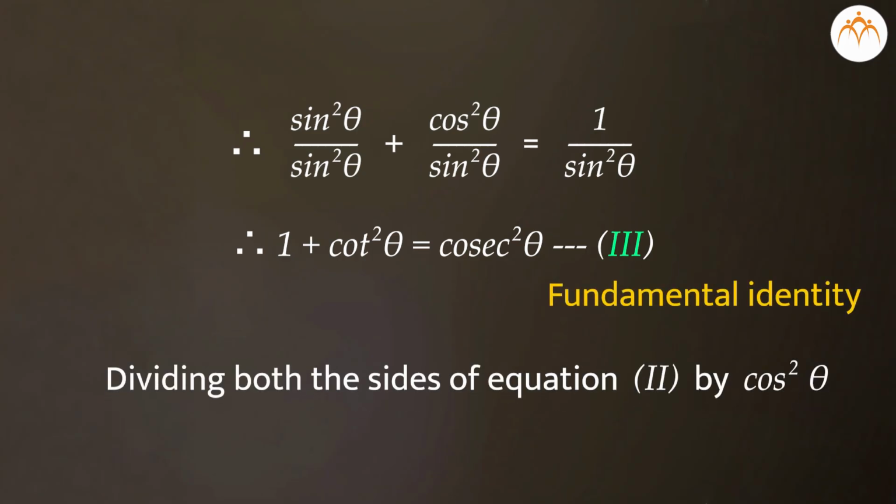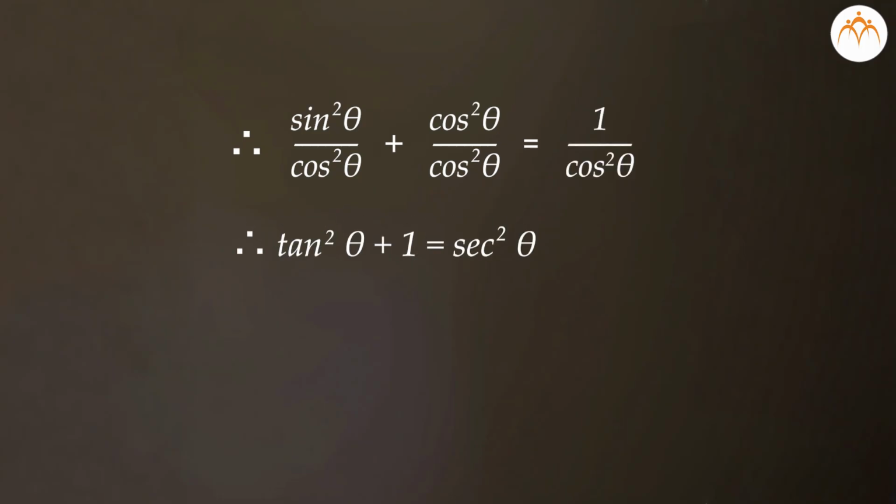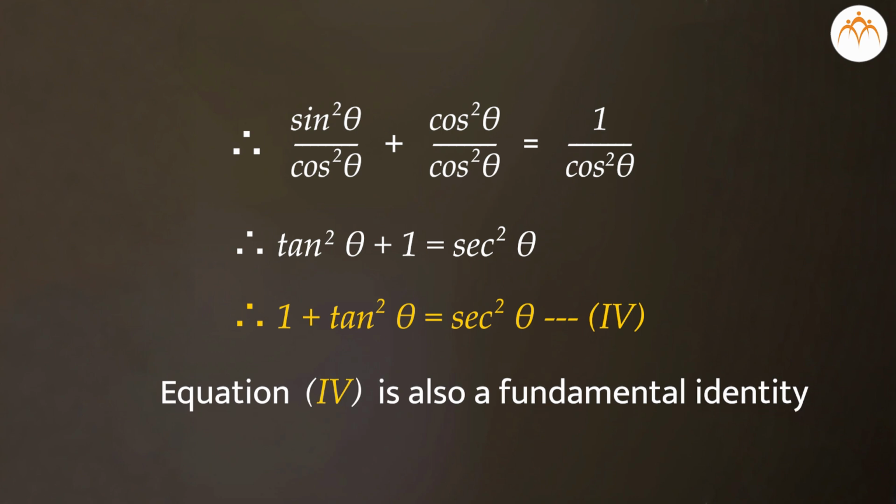Dividing both the sides of equation 2 by cos square theta, we get sin square theta upon cos square theta plus cos square theta upon cos square theta is equal to 1 upon cos square theta. Therefore, tan square theta plus 1 is equal to sec square theta. Therefore, 1 plus tan square theta is equal to sec square theta, equation 4. Equation 4 is also a fundamental identity.